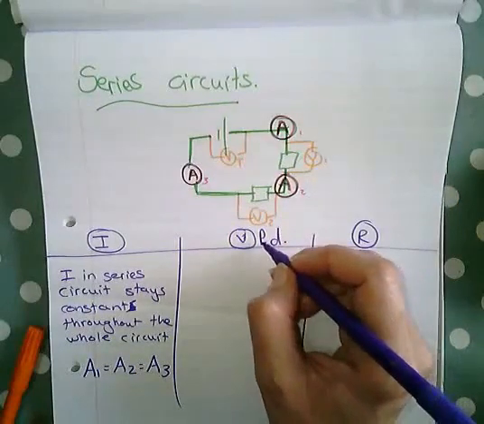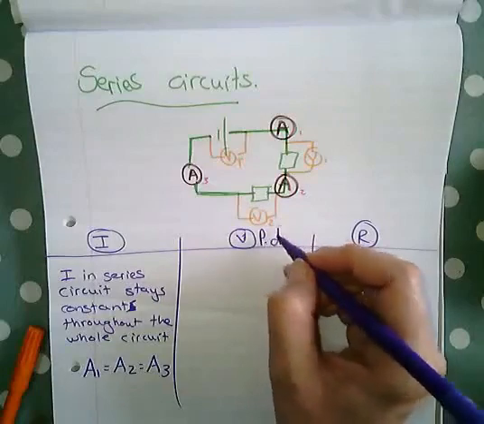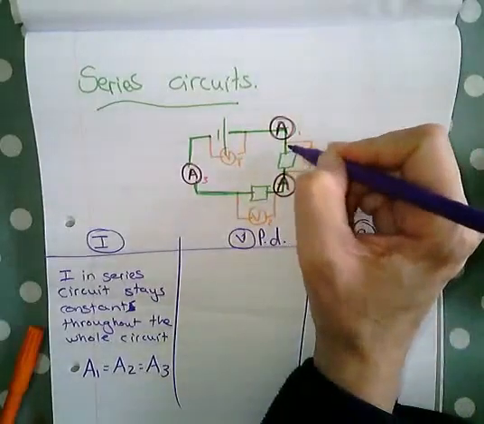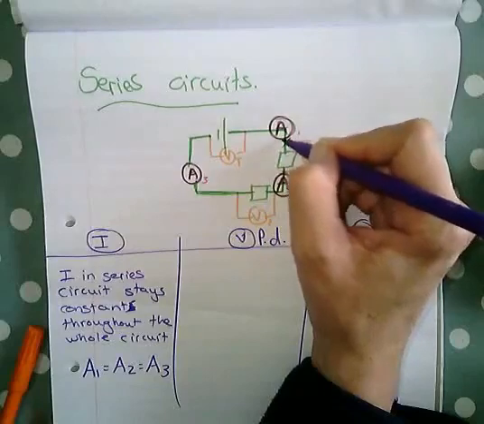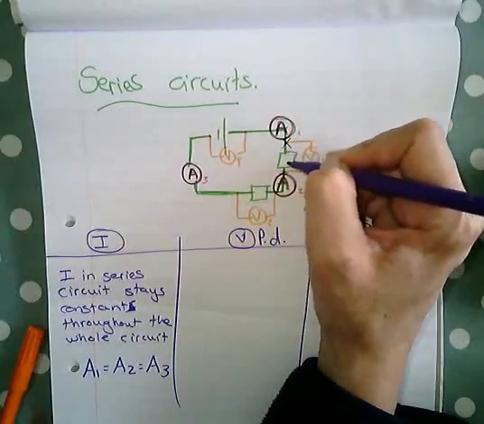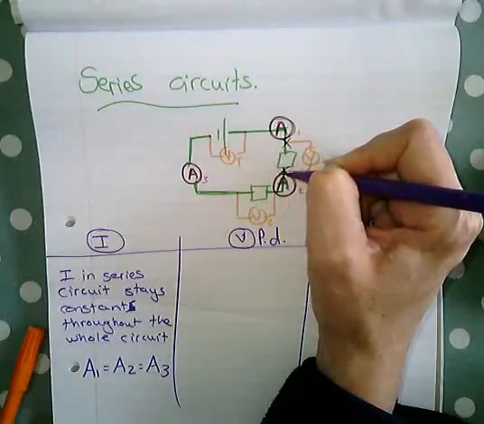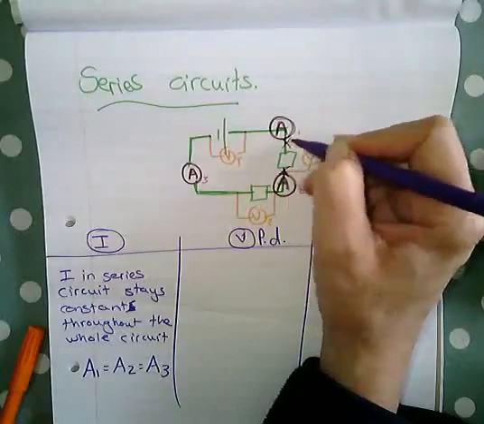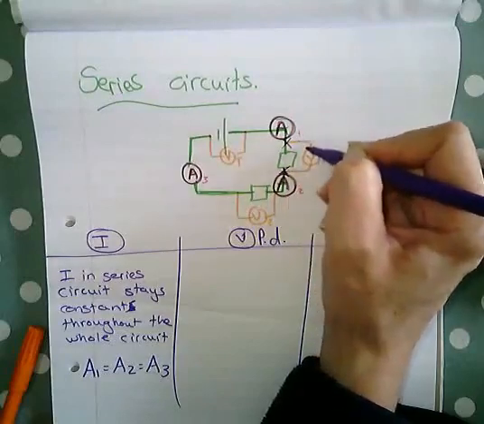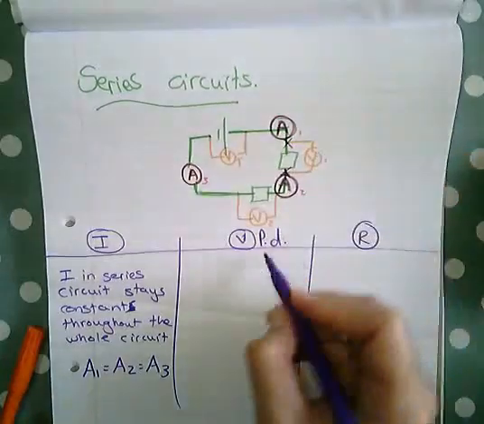Potential difference, the difference means we measure how much potential is left before that component and how much potential is left after the component. And then we measure the difference. And then we know by the difference how much this one used. So that's where potential difference comes from.